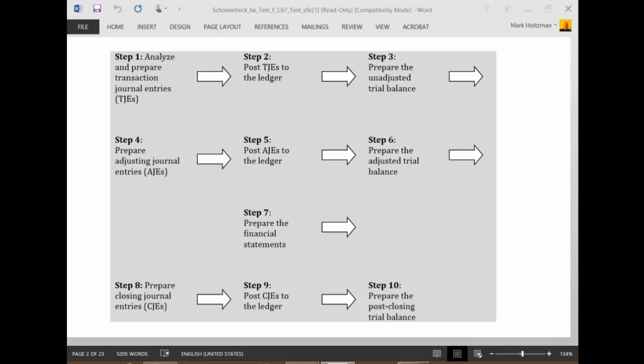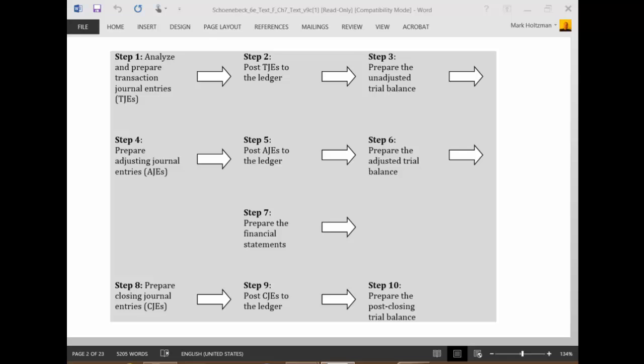Last time I wanted to show you this little chart that we have in the book, and this outlines the accounting cycle for you. We did steps 1 through 3 last time. We start off by analyzing and preparing transaction journal entries. We talked about journal entries, what transactions are, what journal entries look like. If you remember, the journal entry was a list of all the transactions, each of the accounts affected, and the amounts.